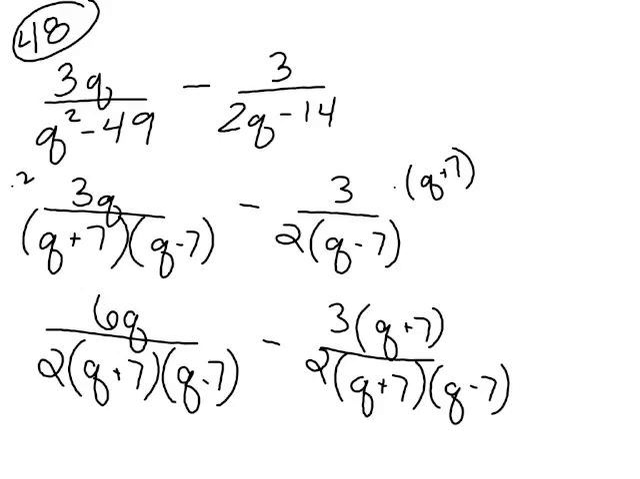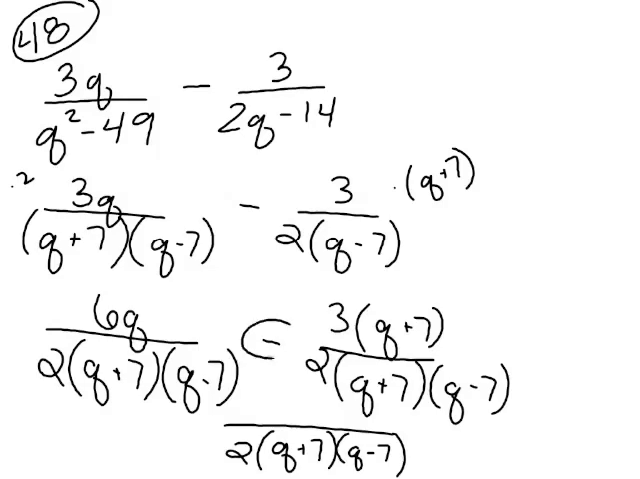Okay, now my denominators are the same. So I'll end up with, sorry, I need to write smaller, don't I? 2 times q plus 7, q minus 7 will be my denominator. And then what's on top? I have a 6q minus, okay, so there's that floating minus again. We need to distribute that through. So I'll have 6q minus 3q minus 7.